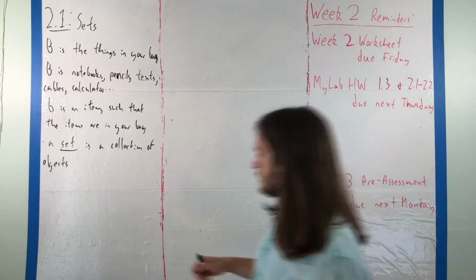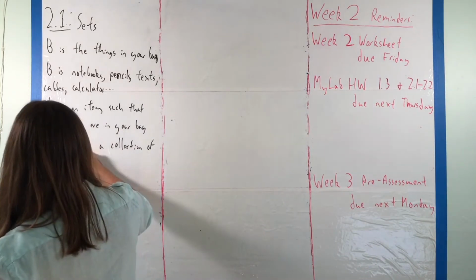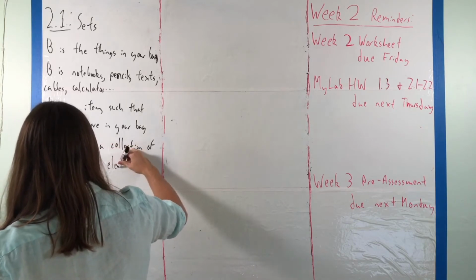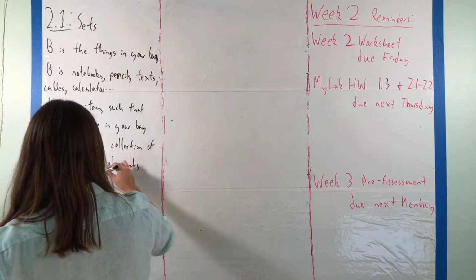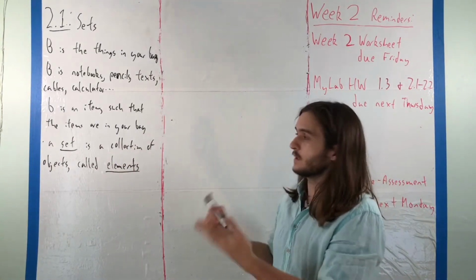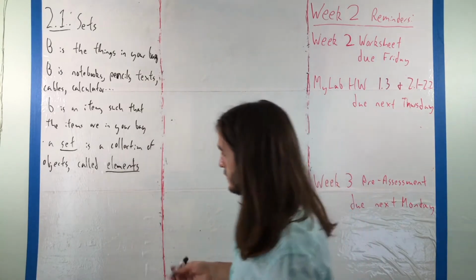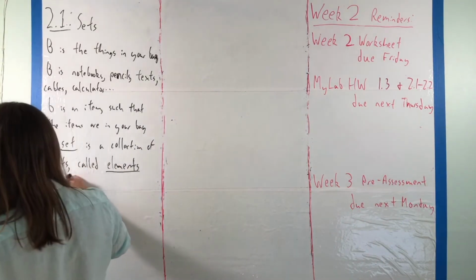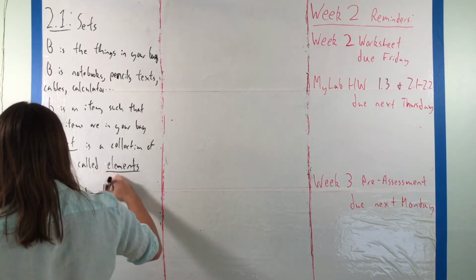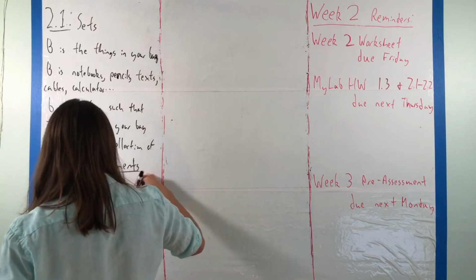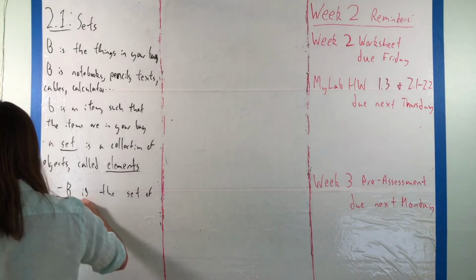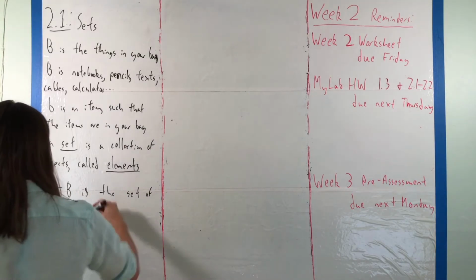Where the objects are called either members or, as I'll most often say, elements. So if we want to talk about the collection of things B in your bag, we could say B is the set of items. We'll call those items little b.